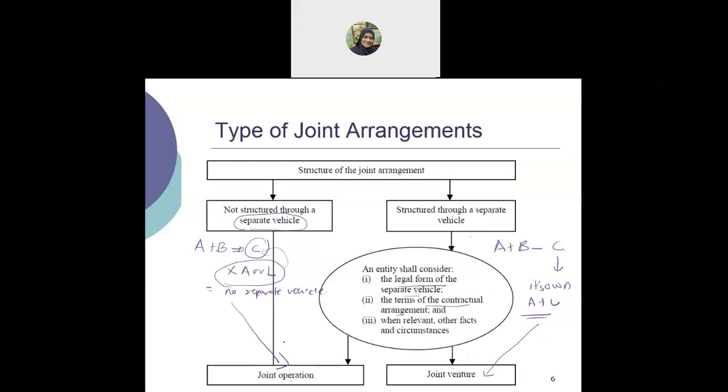If they want to determine whether that one is a joint operation or a joint venture, here you need to look at this new company that they form. A and B join together, they form C. If there is no asset in C, meaning C does not own its own asset, then it's considered a joint operation. But in this case, if C has its own assets and liability, then this one we call a joint venture. Okay, so you know how to differentiate between joint operations and joint ventures.